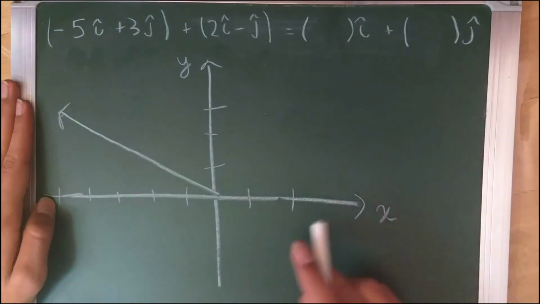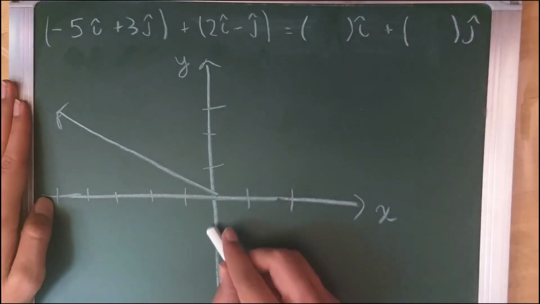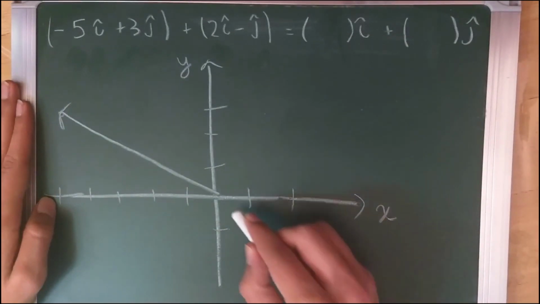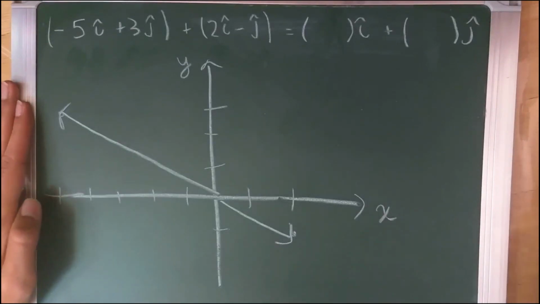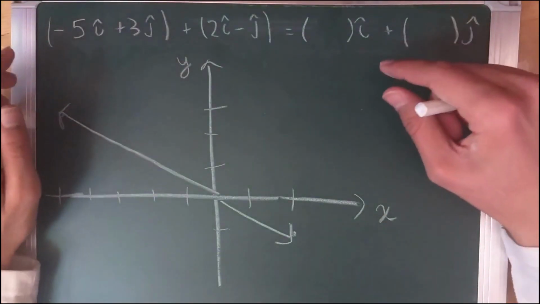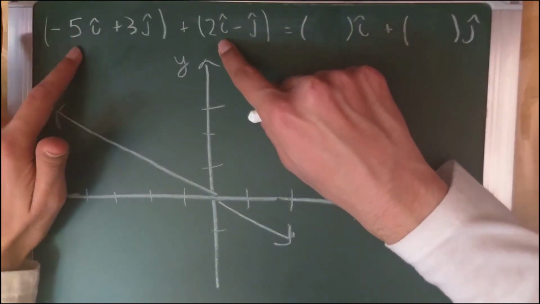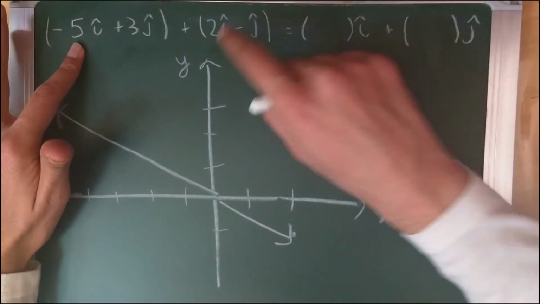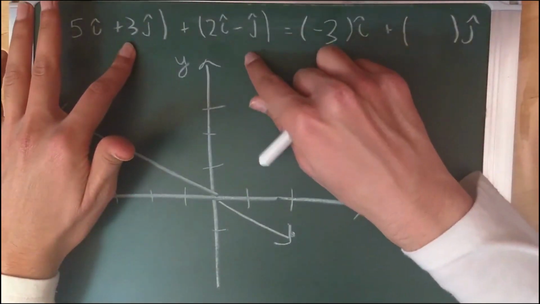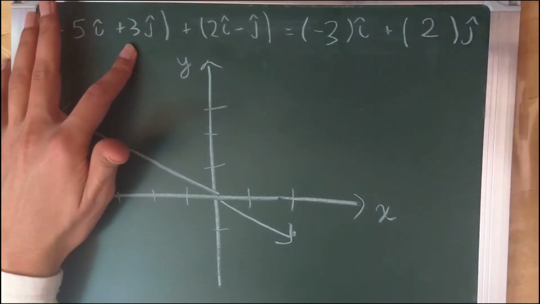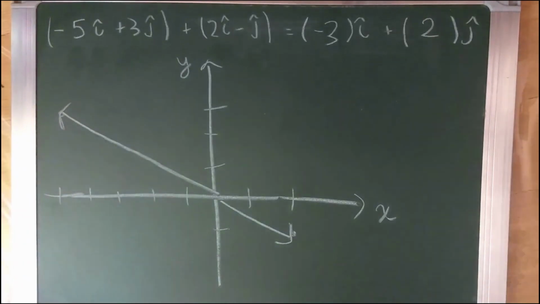And I have 2 i hat, so that's 2 in the x direction, minus 1 j hat, that's negative 1 in the y direction. So we get something like that. Now let's add these two together. So adding the x components together, the i hat components, negative 5 plus 2 is negative 3 i hat. 3 minus 1 is 2 j hat. And that's our resultant vector.